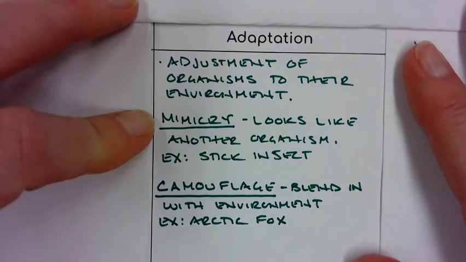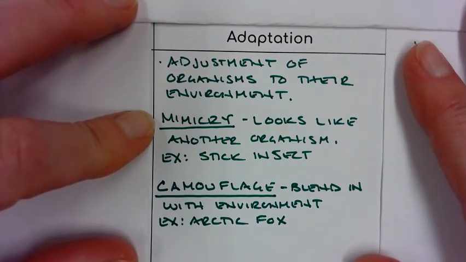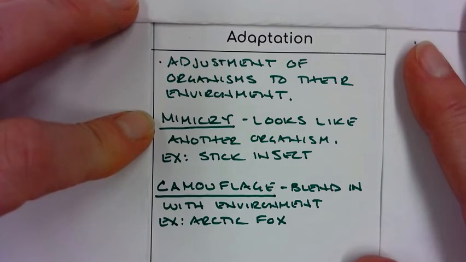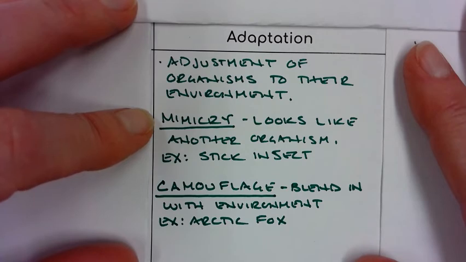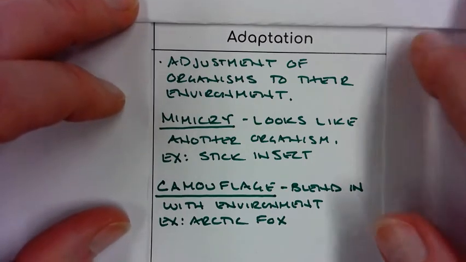And we also have camouflage, where an organism can blend in with its environment. A lot of our birds can have this, as well as an Arctic fox. It changes its fur color with the seasons. It's white in the winter and brown in the summer.